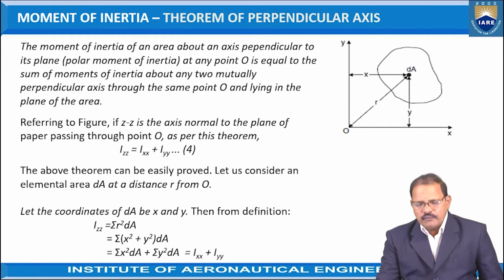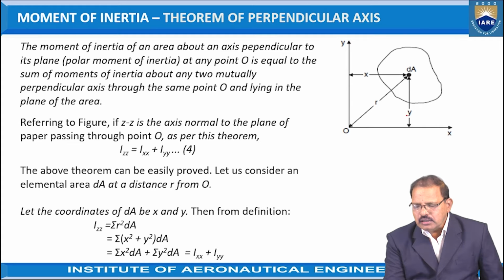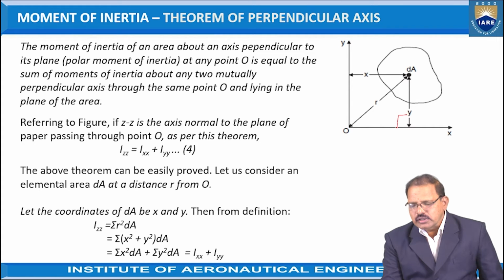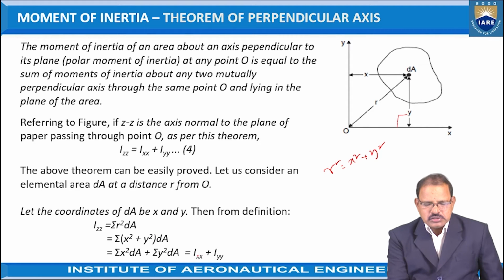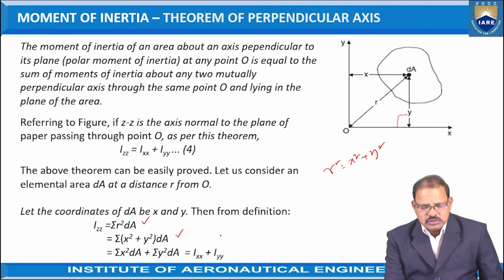But it is in the form of a right angle triangle. Here R square is equal to x square plus y square according to the geometry. Hence Izz is equal to sigma of R square dA. It can be written as sigma of x square plus y square into dA. On elaboration, it gives sigma x square dA plus sigma y square dA, which is equal to Ixx plus Iyy. That means Izz is equal to Ixx plus Iyy.